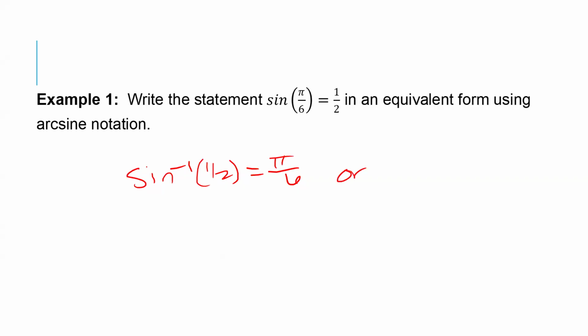Or you may see it as arc sine of 1/2 equals pi over 6. That's all that means, is that you're literally switching your input and your output. So the moment you switch these two, that's the moment you have to change from sine to arc sine, and the same with cosine, tangent, and all the others.